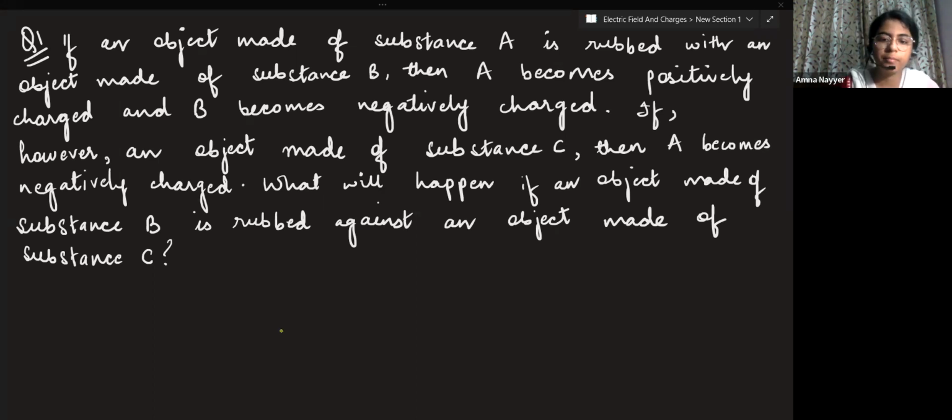You're also right. See, firstly, you have to see what this says. It says if an object made of substance A is rubbed with an object made of substance B, then A becomes positively charged and B becomes negatively charged. So first, hold on here.